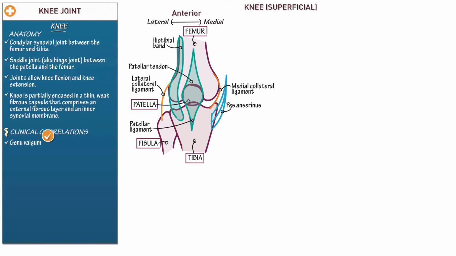Genu valgum, also known as knock knee, is when the tibia is angled laterally. It may result from collapse of the lateral aspect of the knee and tearing of the medial collateral ligament. Genu varum, also known as bow leg, is when the tibia is angled medially. It may result from collapse of the medial aspect of the knee and tearing of the lateral collateral ligament.